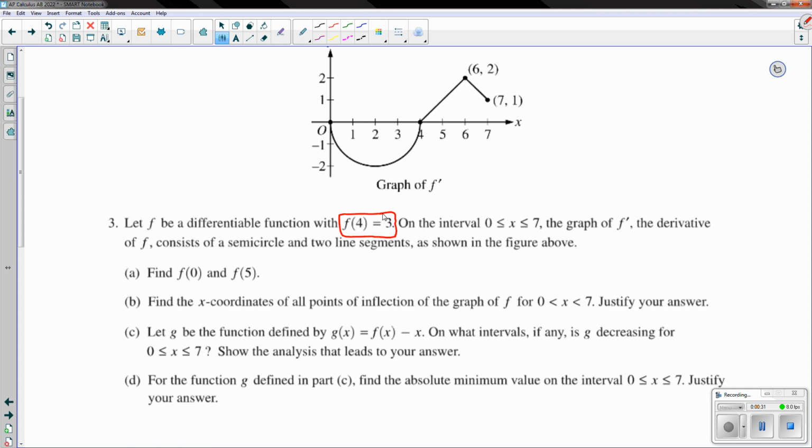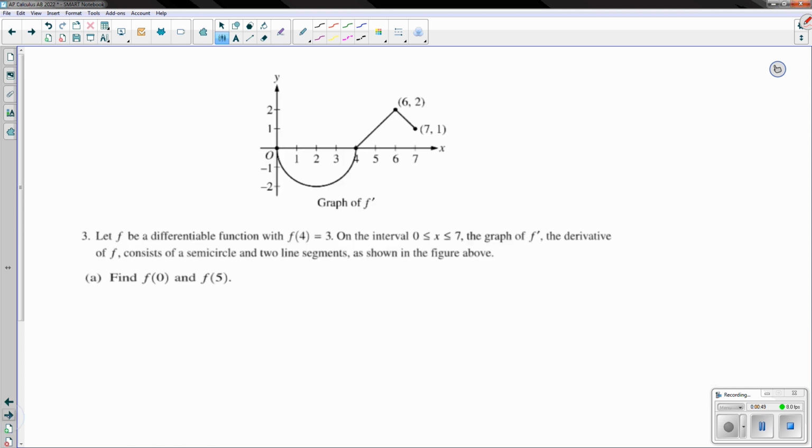The graph of f prime, the derivative of f, consists of a semicircle and 2 line segments as shown in the figure above. At this point, you can pause the video and look over parts A through D and see if you can answer these on your own. And what we'll do is progress through each part and we can see how we did. Now this is a non-calculator question, our first free response question that is a non-calculator question on this 2022 exam. So let's take a look at part A.